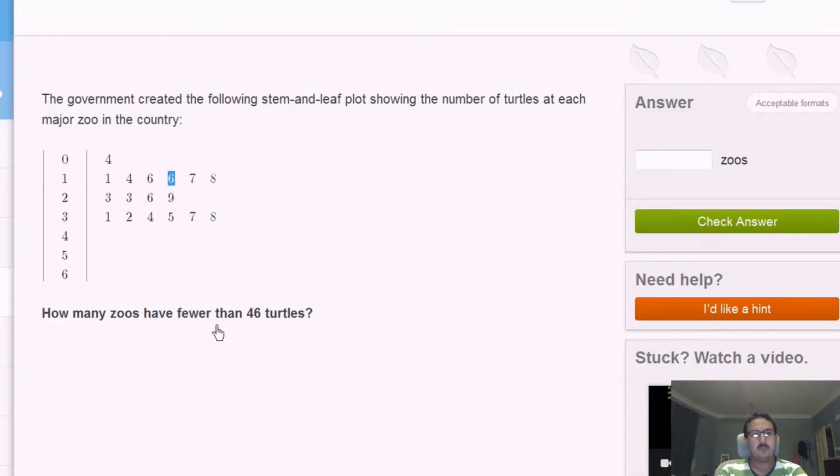How many zoos had fewer than 46 turtles? So there are no zoos that had 40-something turtles. And so all of these zoos here, all of these had 30-something turtles, these had 20-something turtles, these have in the teens, these have single digits. So it's literally as many zoos as we have listed here. So 1, 2, 3, 4, 5, 6, 7, 8, 9, 10, 11, 12, 13, 14, 15, 16, 17. 17 zoos have fewer than 46 turtles.